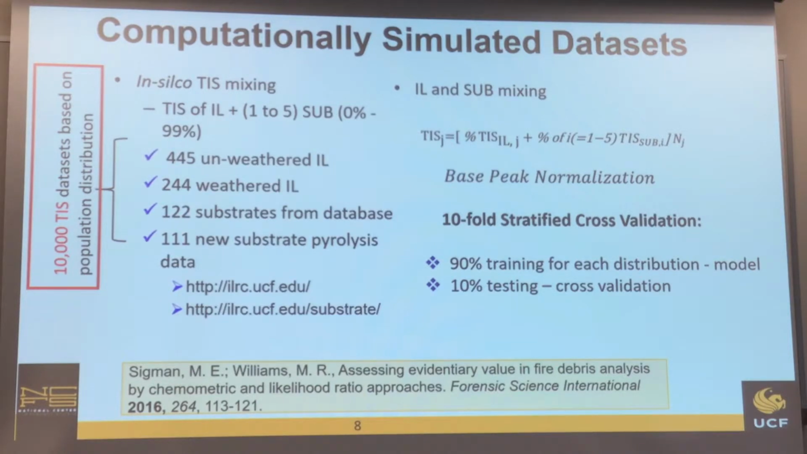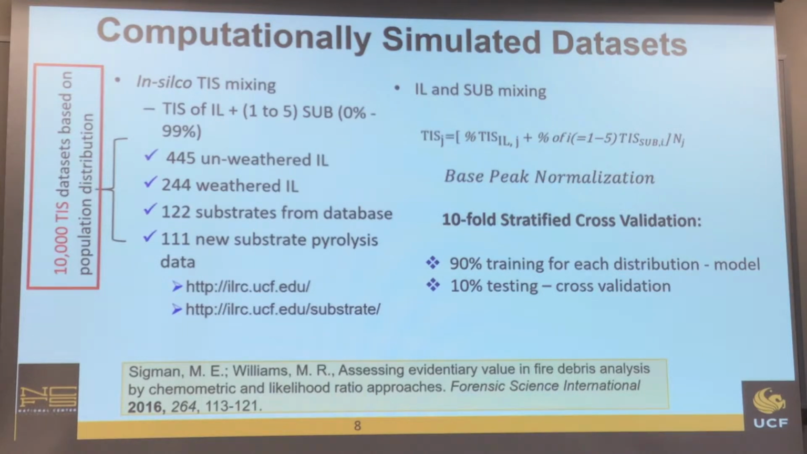Now, these data sets were comprised of 10,000 total ion spectra, or 10,000 samples, and that was derived from 445 unweathered and 244 weathered ignitable liquids found in the ignitable liquid reference collection, and an additional 111 substrates to the already 122 substrates found in the substrate database.